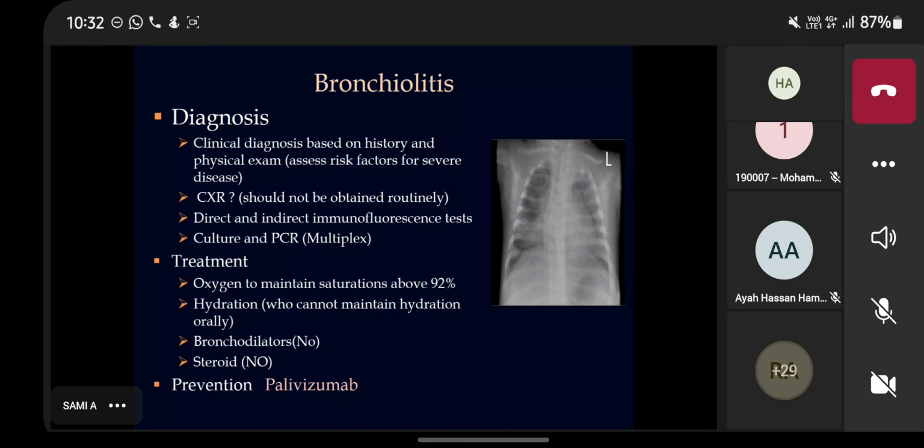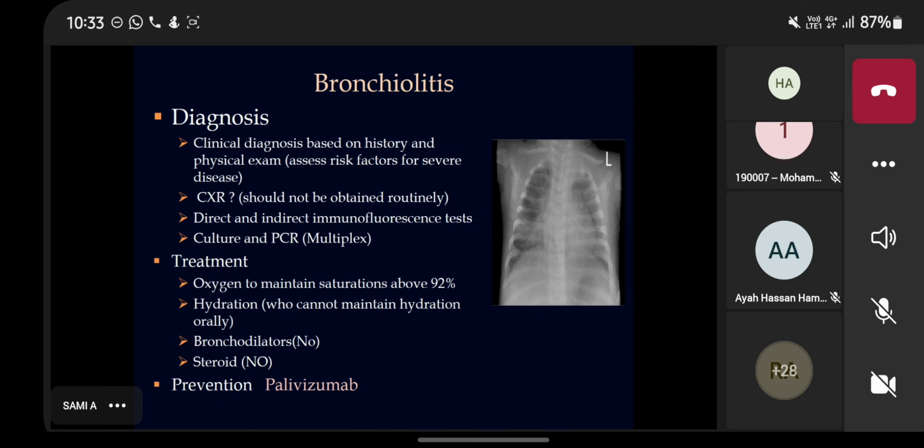Now, the diagnosis most of the time is clinical. However, if you do a chest X-ray, which is not done routinely, you will see more or less hyperinflation and some air bronchogram. In the old days, we usually did rapid direct or indirect immunofluorescence. Now we do multiplex PCR, and there are various viruses and various kits used. We don't do culture. RSV is a fastidious virus, which is difficult to grow in cell culture.